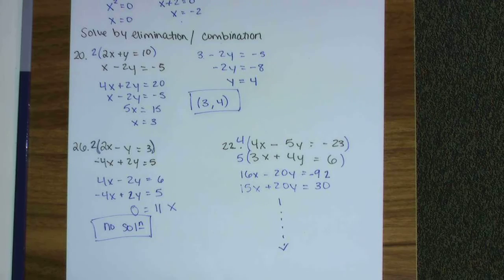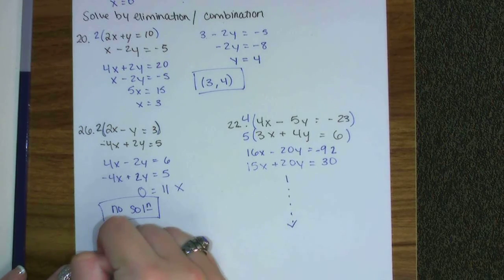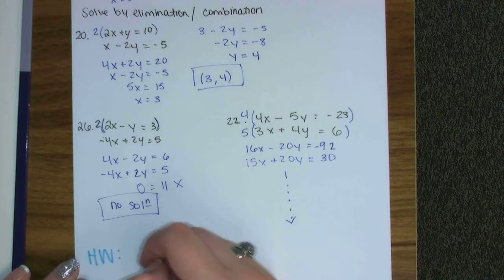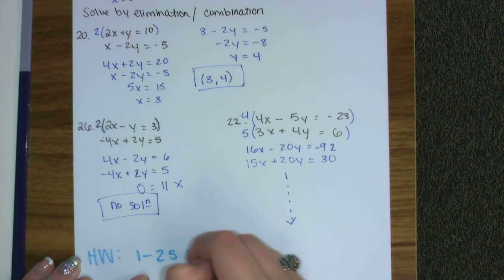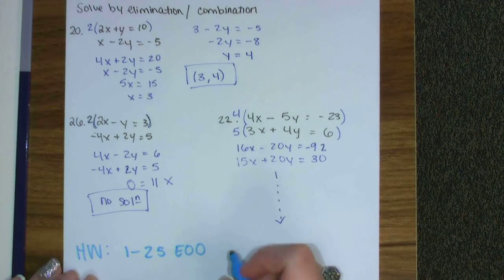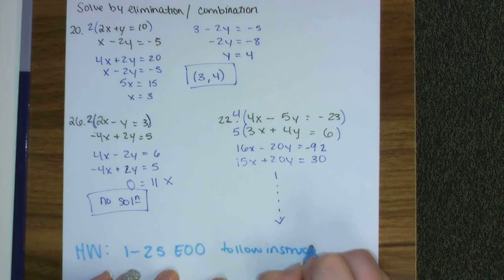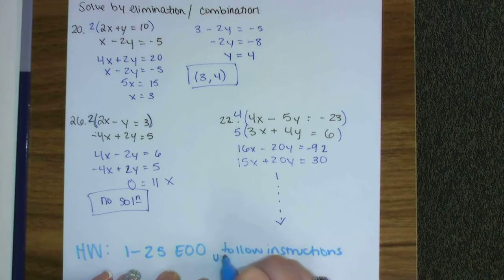But hopefully all this makes sense. Hopefully this was just more of a refresher for you, with the exception of the solving algebraically. So your homework for this section is 1 through 25, every other odd. So remember, in the homework, you have to follow the instructions, using the given method.